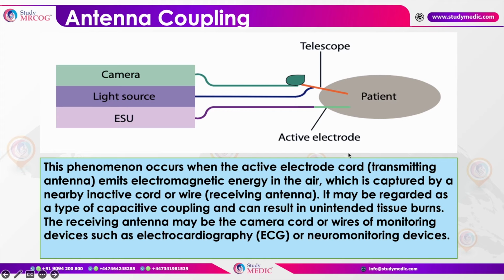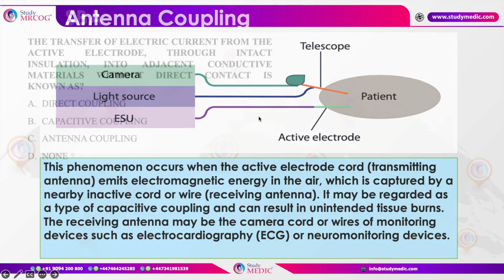What happens in case there is a parallel arrangement, suppose here in this case, between the electrosurgical unit, light source and camera? This electrosurgical unit will emit certain electromagnetic rays which are captured by the light source and the camera, and when they touch the patient, they will cause burns, and this is what antenna coupling is.